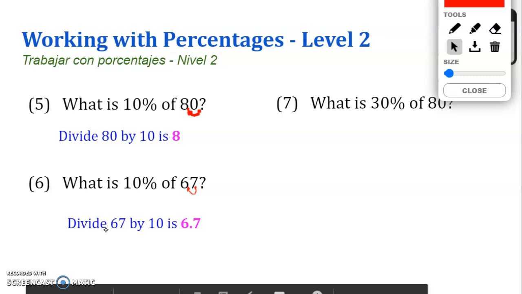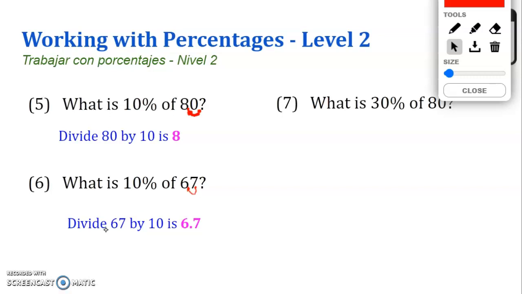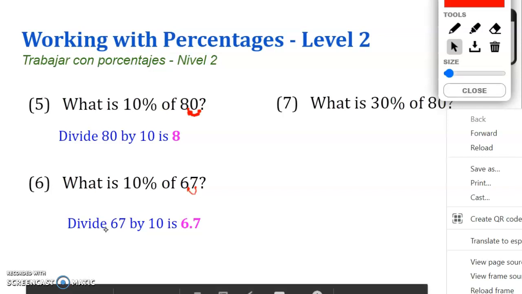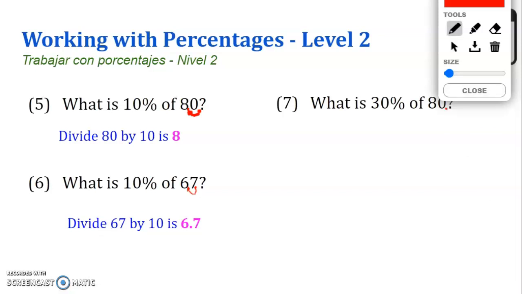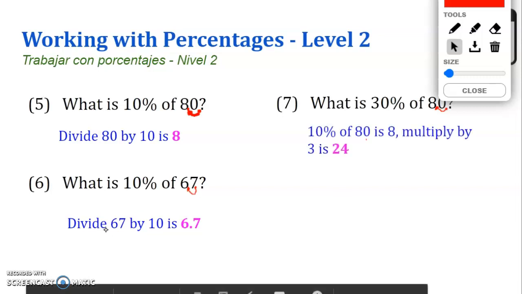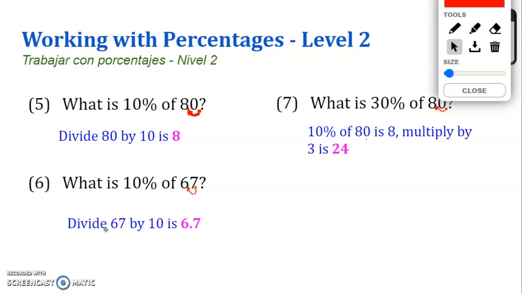What is 30% of 80? Now we're not talking about 10%, we're talking about 30%. Can you figure out what 10% of 80 is? Remember, 10% means moving the decimal place from where it is right now to the left by 1. So 10% of 80 is going to be 8. So 30% is going to be 3 times the 8. So 10% of 80 is 8, and to get 30%, you multiply 8 by 3 to get 24.